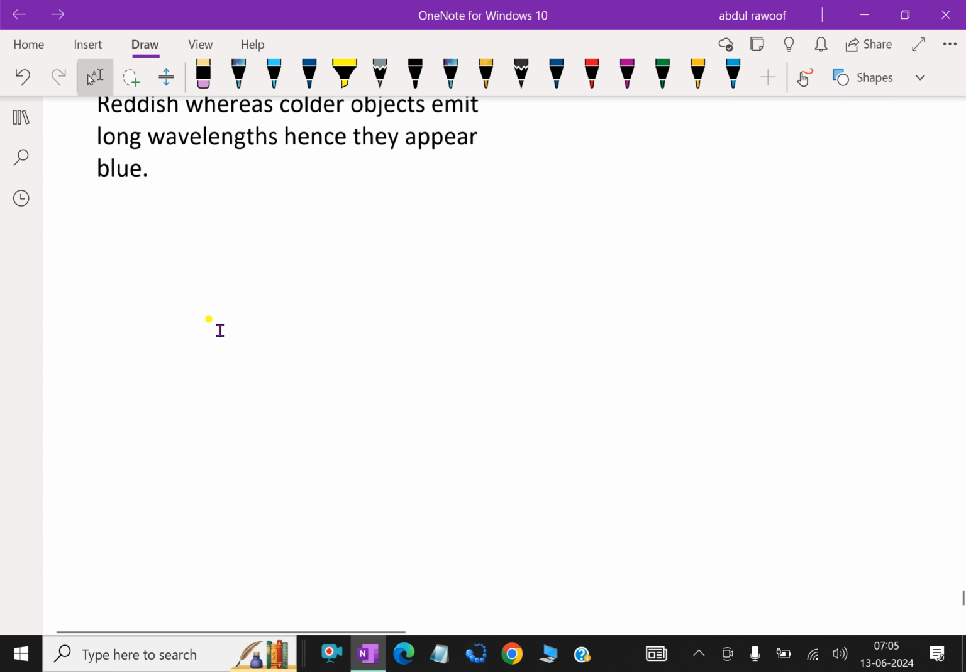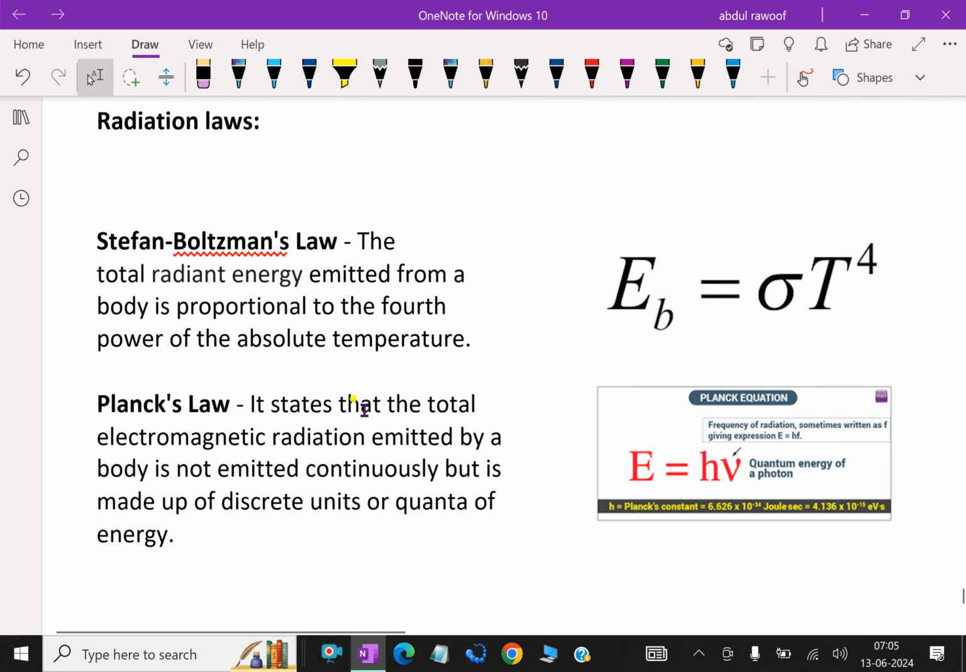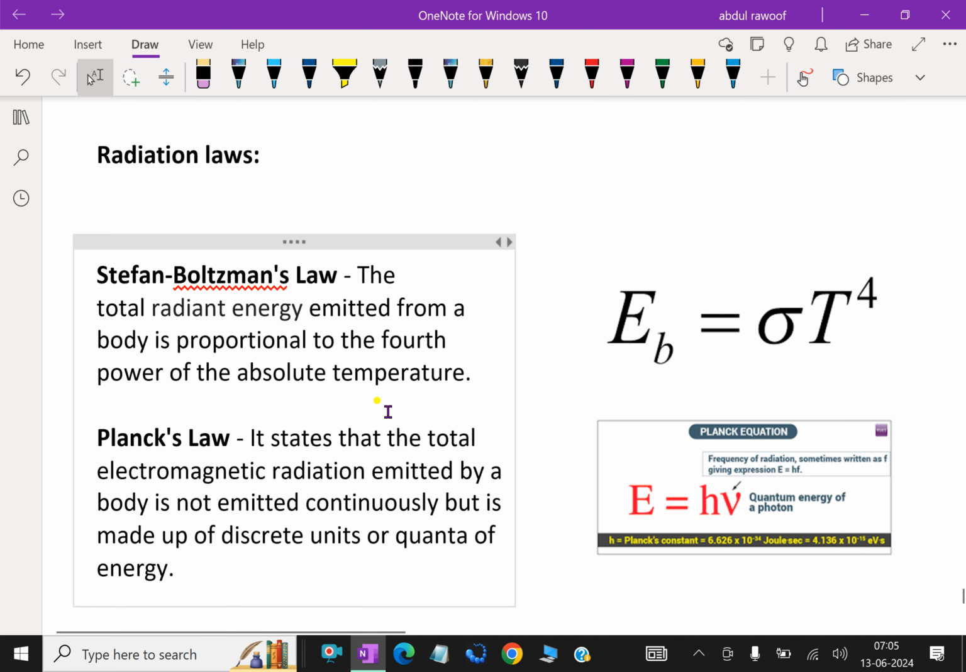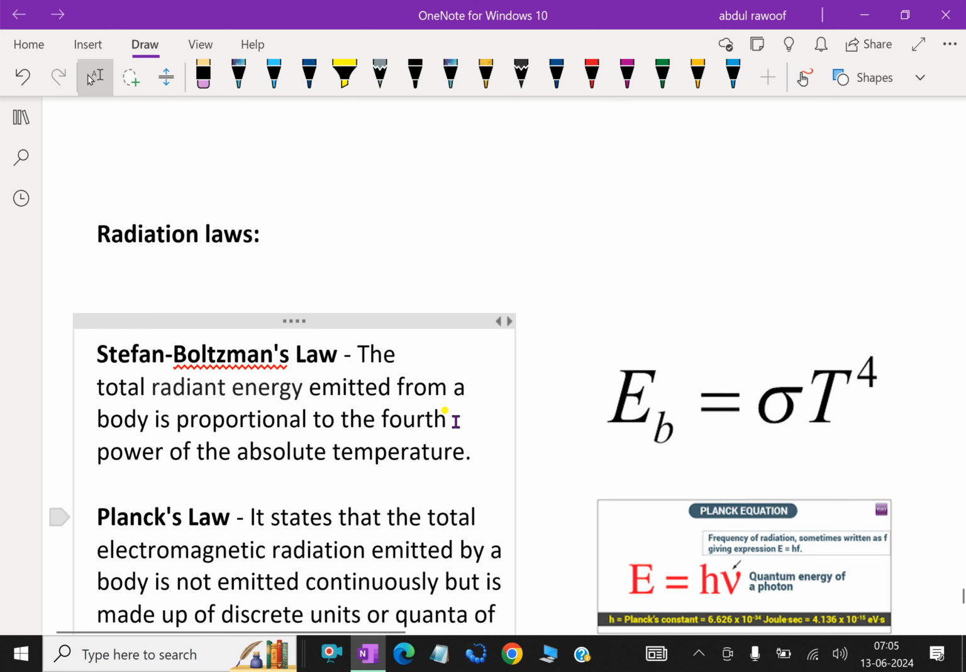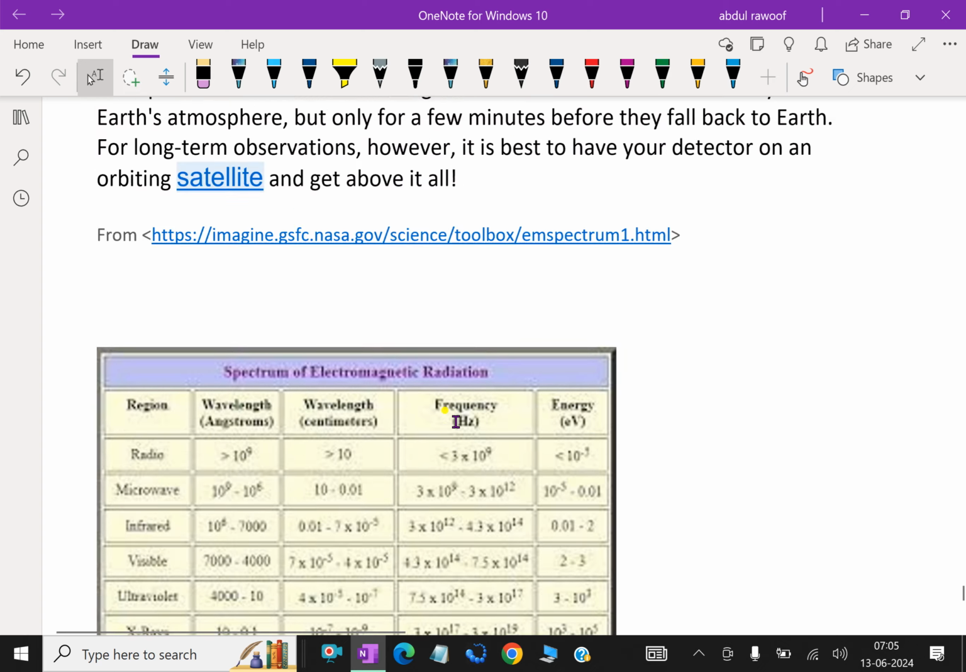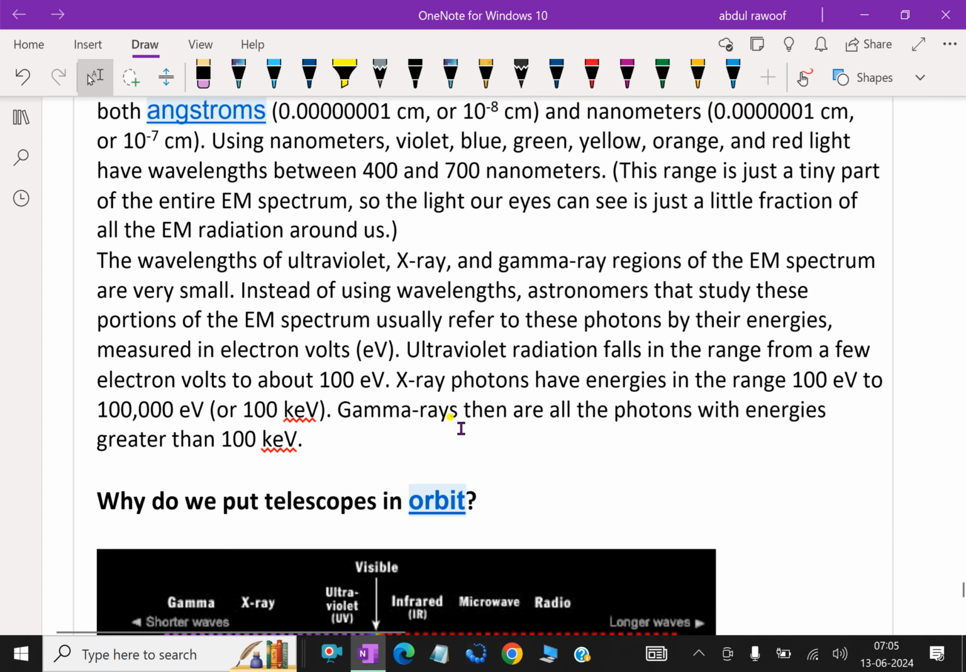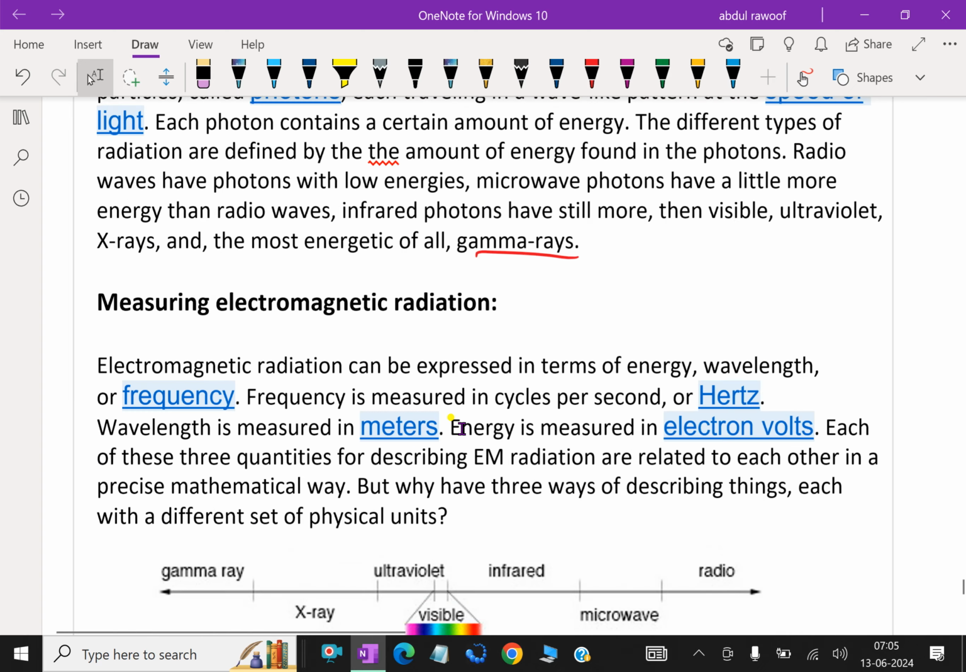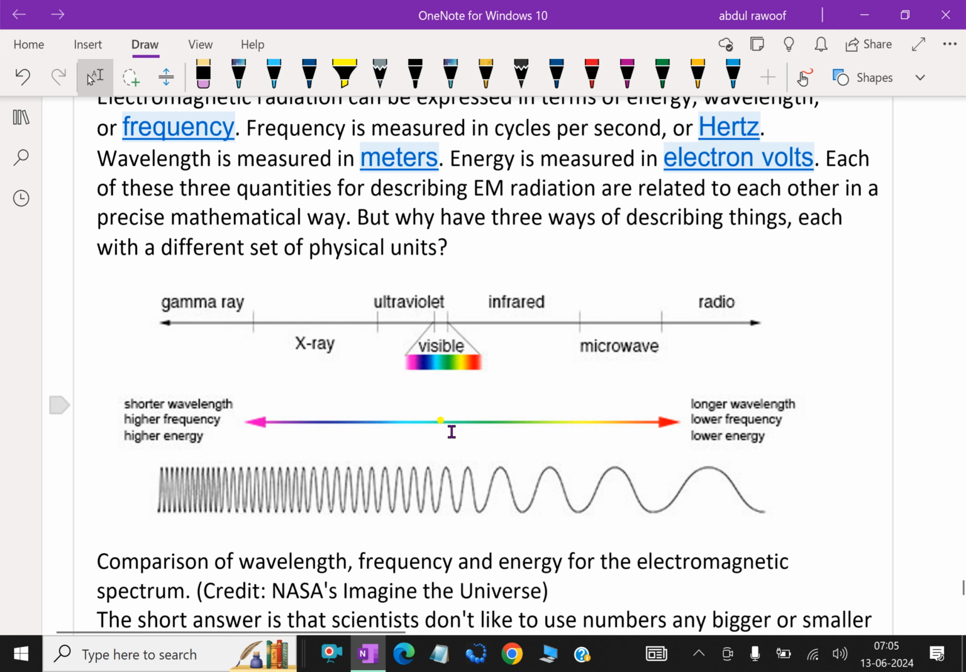So far we discussed what the electromagnetic spectrum is and their different laws. Then some more explanation about each spectrum, that is gamma rays, X-rays, ultraviolet rays, infrared, as we explained shortly.